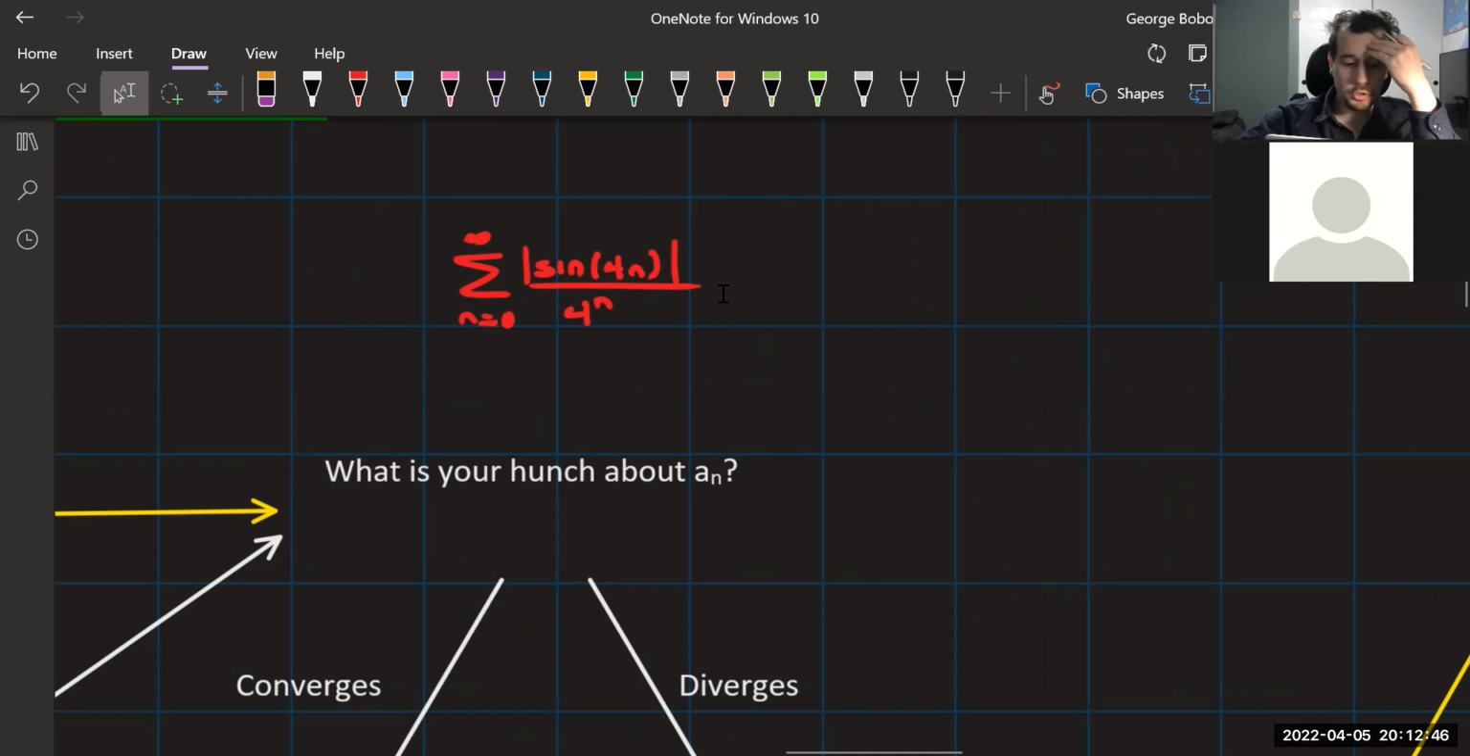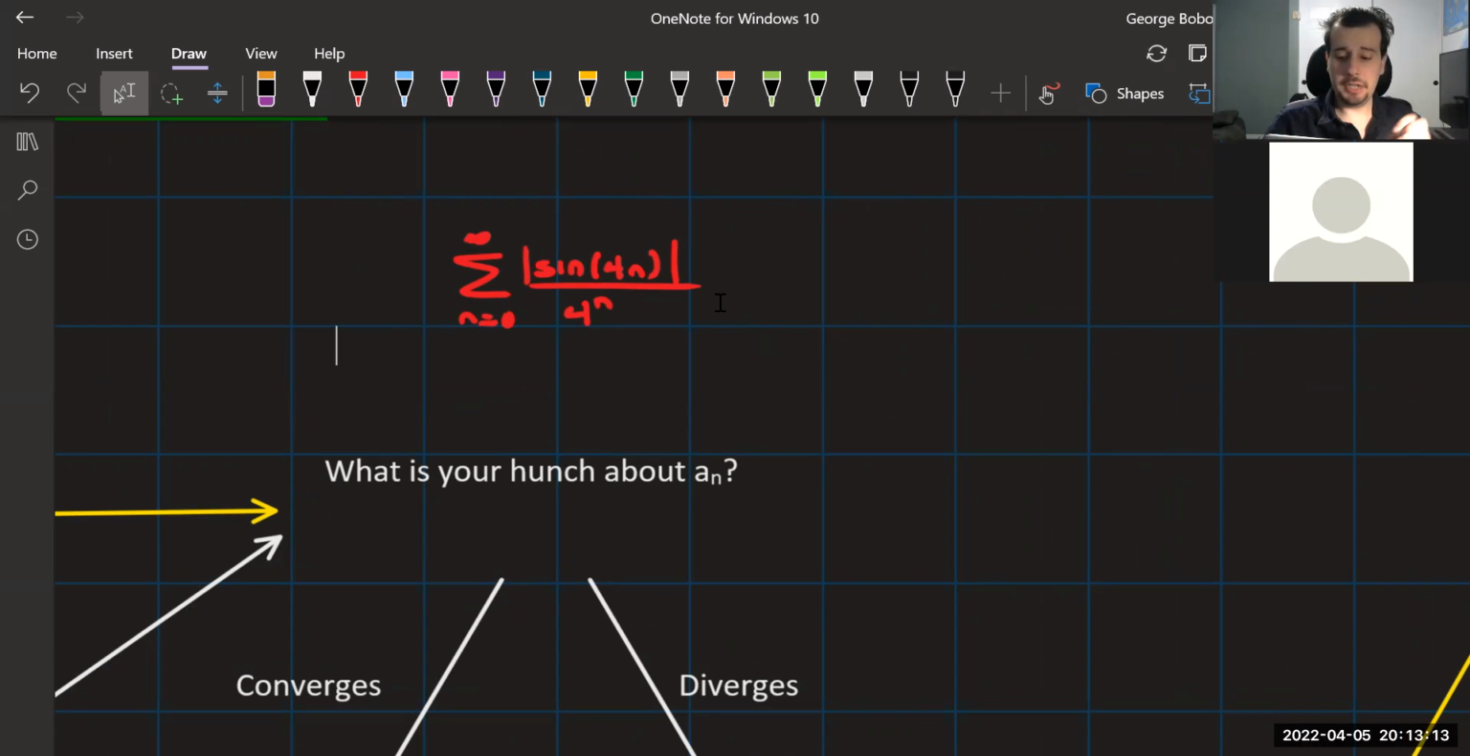Diverges. What do you base that off? I want to hear your reasoning a little bit. Because n will go to infinity and then it keeps going smaller and smaller. Okay. Doesn't that mean though that we're going to keep adding terms that become progressively smaller and go towards zero?